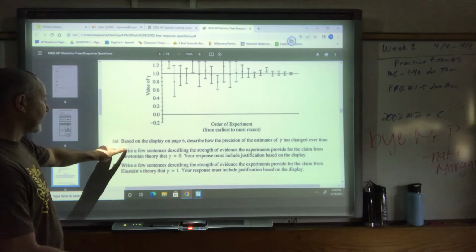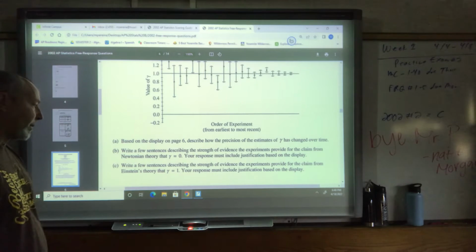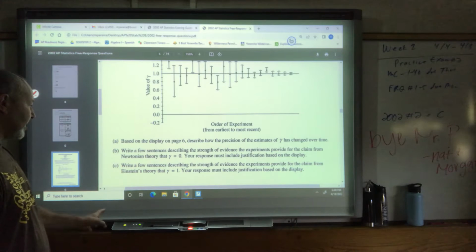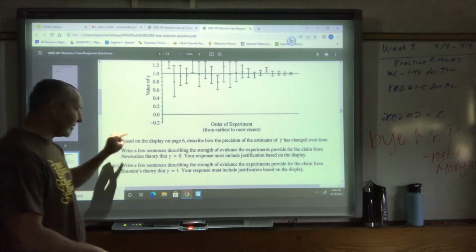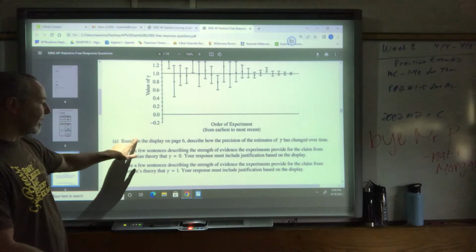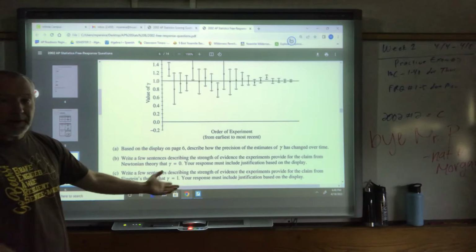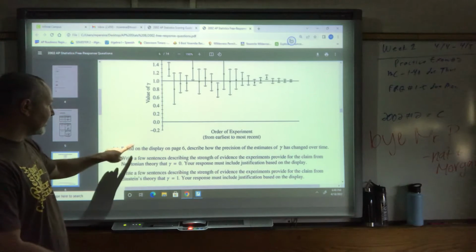Finally, write a few sentences describing the strength of evidence experiments provide for the claim of Einstein's theory that that variable equals 1. I believe it stands for the curvature of space, if I'm not mistaken. Your response must include justification based on the display. So you can't just say maybe you know that it is 1. You're basing it off this evidence here.